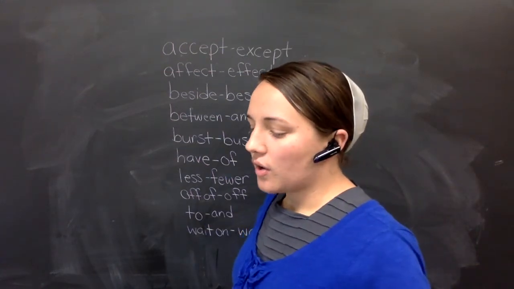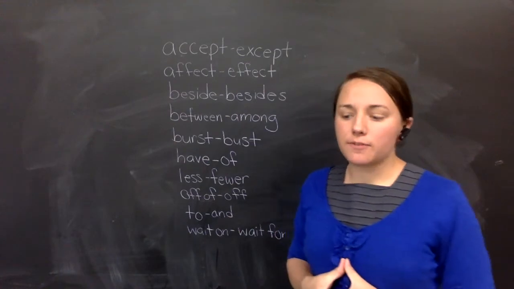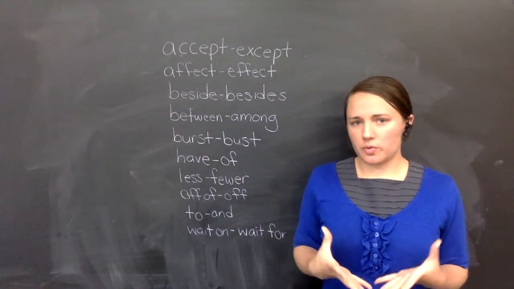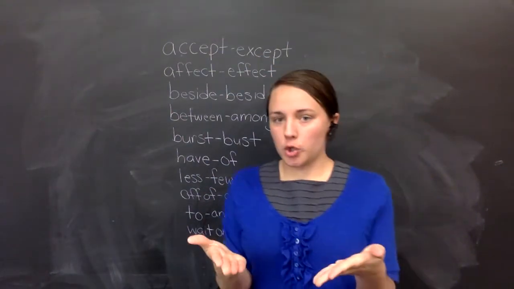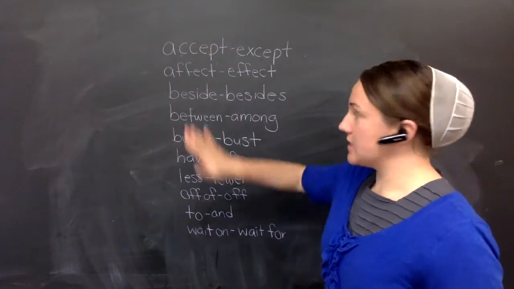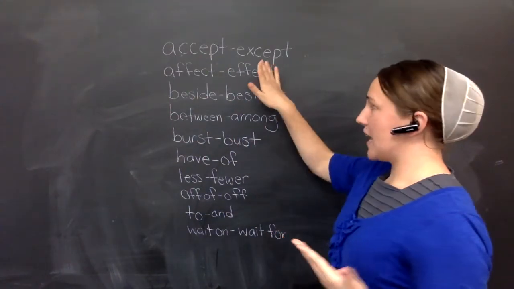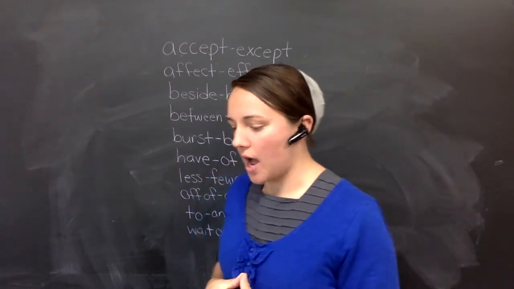So we've talked about accept and except. The first, accept, is a verb, and it means to receive or to agree to. Now, this except is a preposition, and it means excluding. So an example of accept is, he accepted her invitation. The excluding kind, an example of that would be, everyone except Alex won a prize.